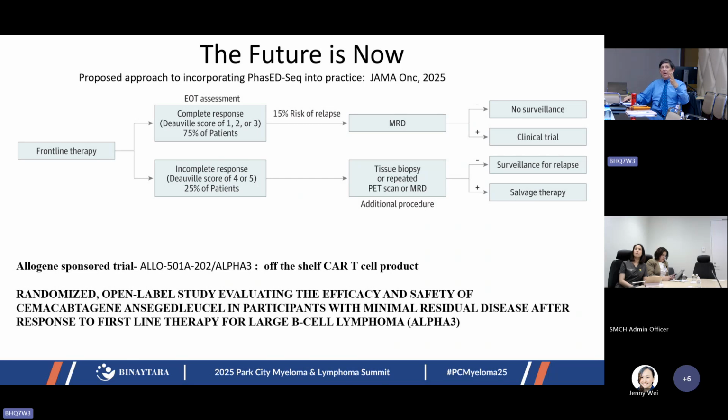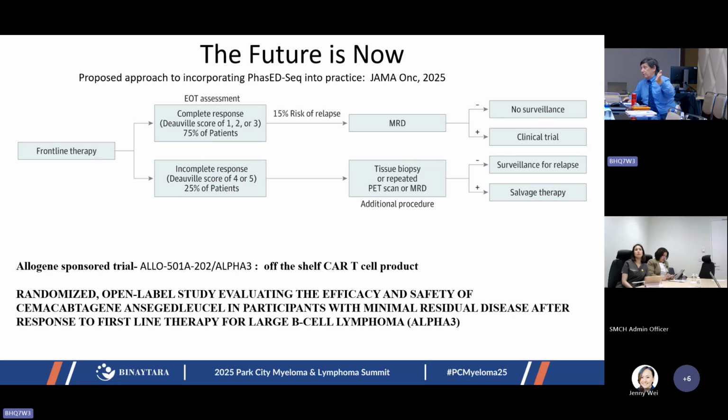So I say the future is now, because they predicted what we need to do if we're going to get phase ed into practice. What we should be doing on frontline therapy: incomplete response, tissue biopsy, surveillance. But if they have this 15% risk, if you have a Doble score, once you have your PET, do an MRD analysis. If you're negative, no surveillance. If you're positive, at the moment we can't 100% tell you, but you probably need a clinical trial.